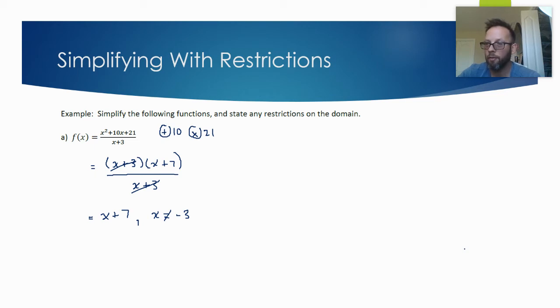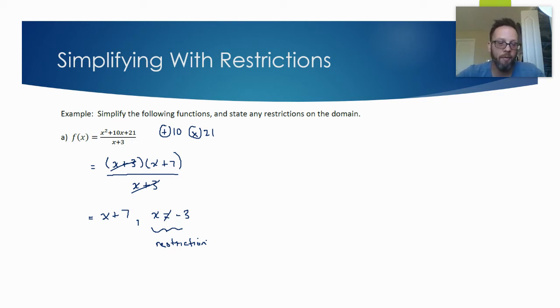Factor, you see if there's anything you can divide out. And then, as a restriction at the end, you write down any value of x that would make the bottom 0. So this is called a restriction on the domain, or we just often say it's a restriction.